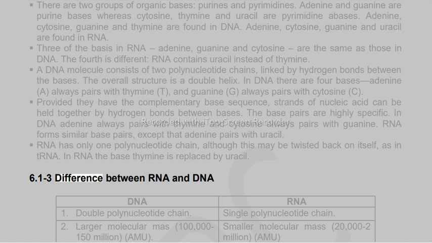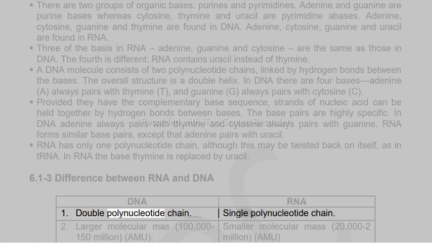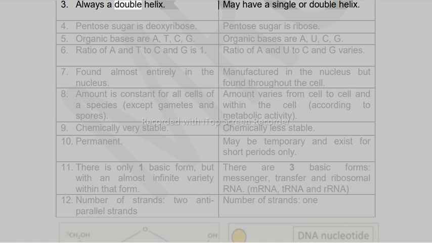6.1.3 Difference between RNA and DNA. DNA: 1. Double polynucleotide chain. RNA: Single polynucleotide chain. DNA: 2. Larger molecular mass, 100,000 to 150 million AMU. RNA: Smaller molecular mass, 20,000 to 2 million AMU. DNA: 3. Always a double helix. RNA: May have a single or double helix.